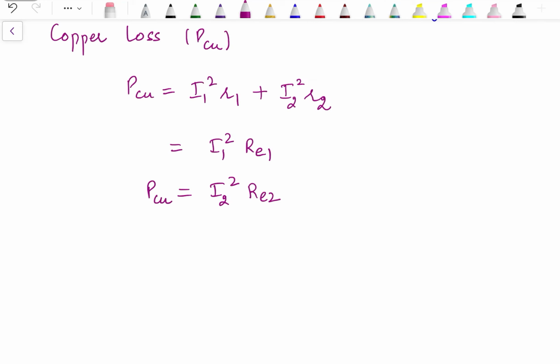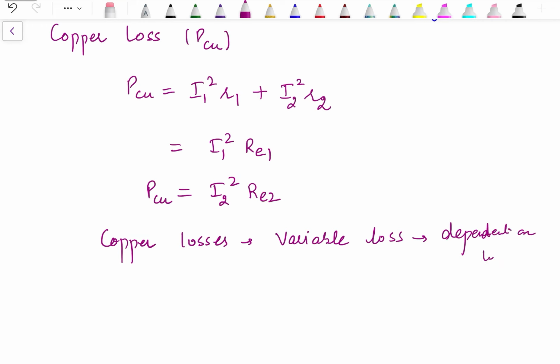So what we see over here is that the copper losses are dependent upon currents I1 and I2. The currents I1 and I2 are dependent upon the load. So we can say that copper losses are variable losses and they are dependent upon load.